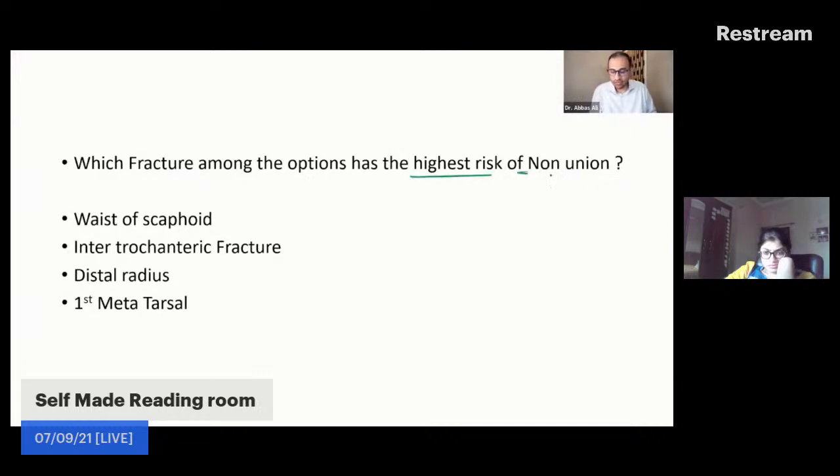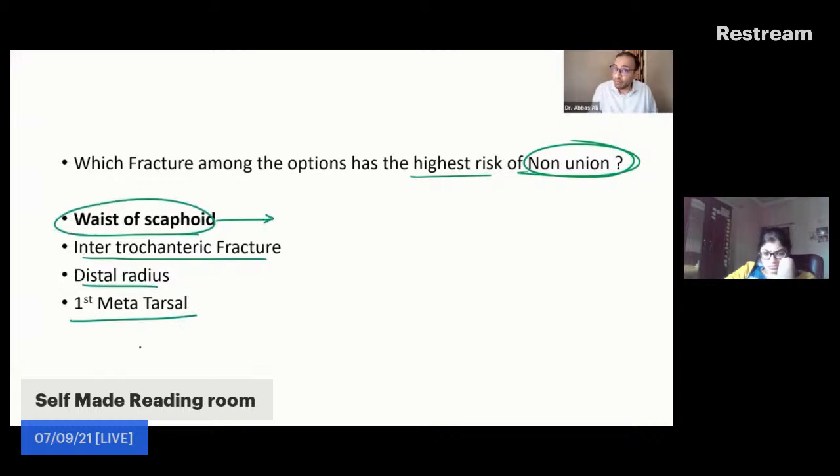Which fracture among the options has the highest risk of non-union? Waist of the scaphoid, intertrochanteric fracture, distal radius fracture, first metatarsal. Excellent. Yes, waist of scaphoid. Among the options, the highest chances of non-union will be in the waist of the scaphoid.